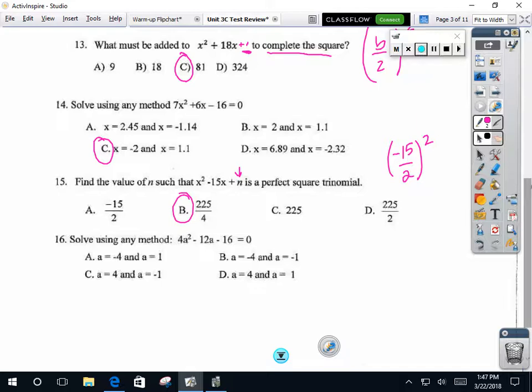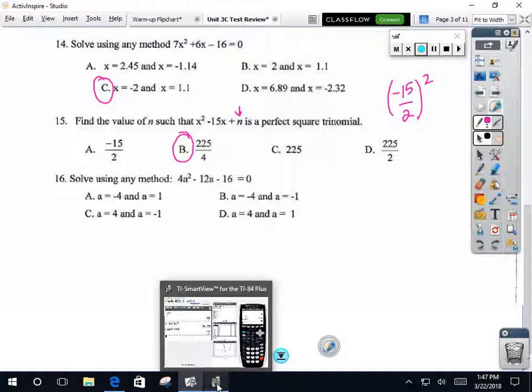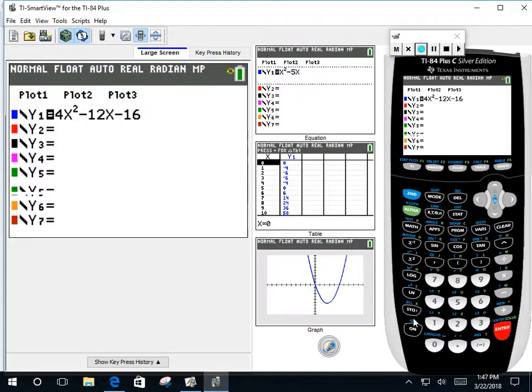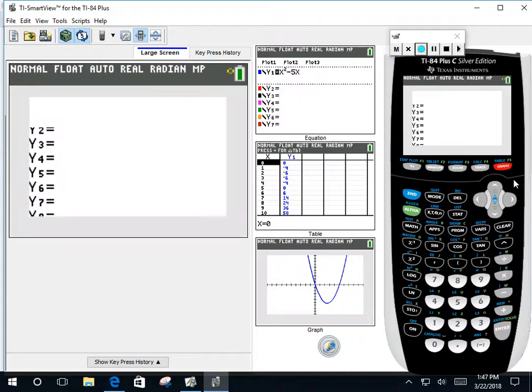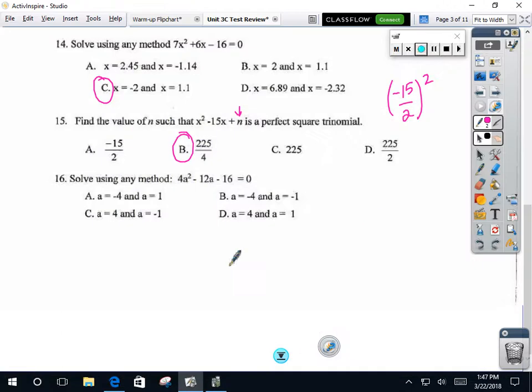Okay, number 16. Solve using any method. What method do you think we should use? Right, just graph it. 4x squared minus 12x minus 16. Okay, you look for where it crosses the x-axis, and those are your answers. It crosses at -1 and again at +4. So the answer is C, -1 and +4.